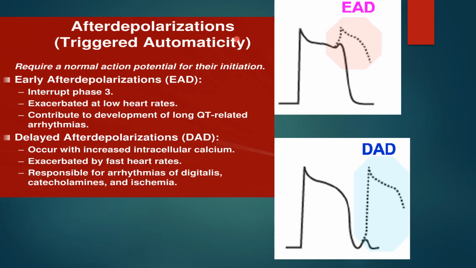Now in automaticity, you should know two terms, that is EAD and DAD. EAD is early afterdepolarization, which is the interrupted phase 3, and it is exacerbated by low heart rates. DAD is delayed afterdepolarization, that is when phase 3 is completed, again the heart is activated, and it is because of increased intracellular calcium, and it is exacerbated by fast heart rates. It is responsible for arrhythmias caused because of ischemia also.